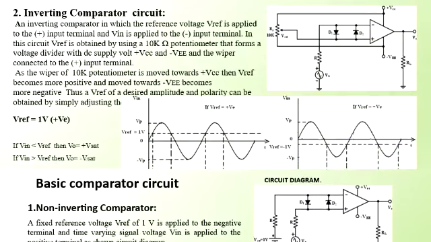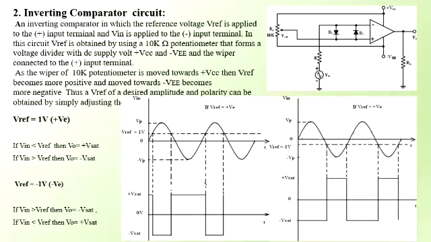After completing the first basic comparator circuit, the non-inverting comparator circuit, the second one is the inverting comparator circuit. As per this circuit diagram, in the construction there is a potentiometer that gives the reference voltage. The reference voltage is applied to the non-inverting terminal, and the time varying input signal voltage is applied to the inverting terminal.